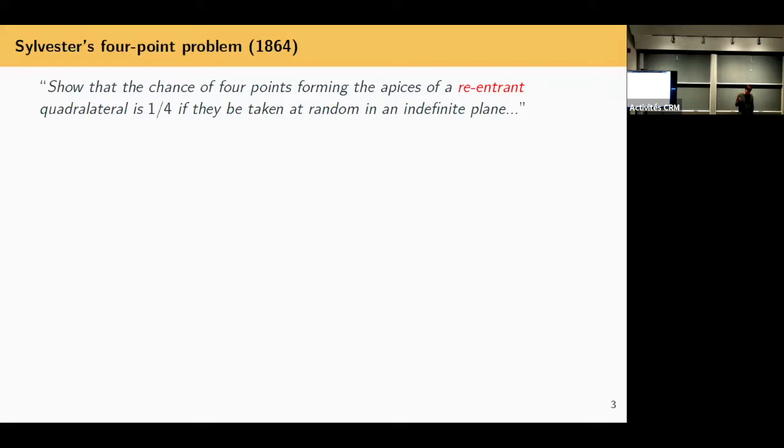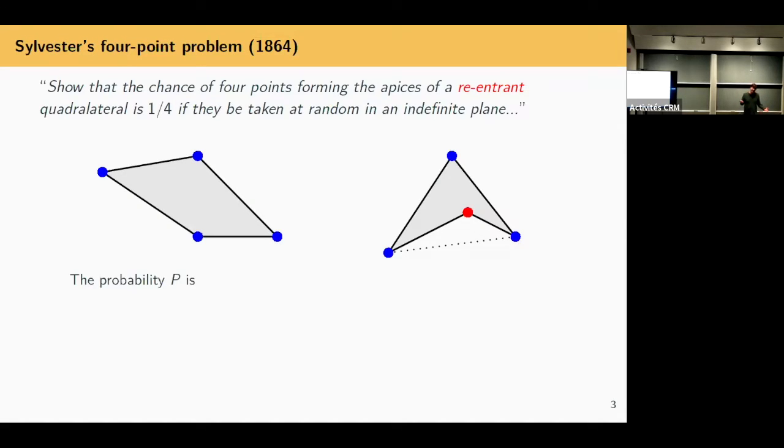Okay, so in 1864, Sylvester posed this problem called his 4-point problem. It was posed in the Educational Times in London. Maybe we have to read it and parse it a little bit. Older English. So: show that the chance of 4 points forming the apices of a re-entrant quadrilateral is 1/4 if they be taken at random in an indefinite plane. Okay, so maybe we'll read it again. Maybe apices, apex, let's trade that for vertex. Re-entrant quadrilateral. Okay, quadrilateral, we can agree. Re-entrant, why don't we say non-convex?